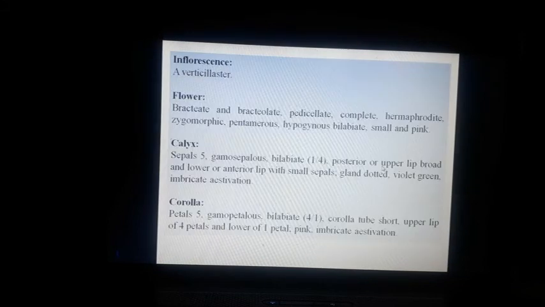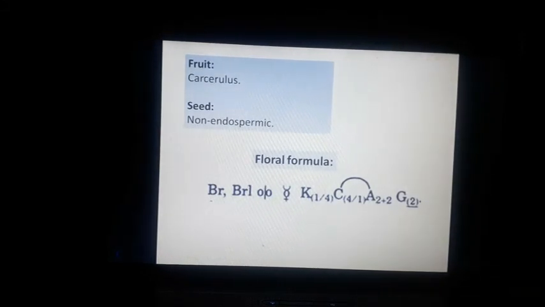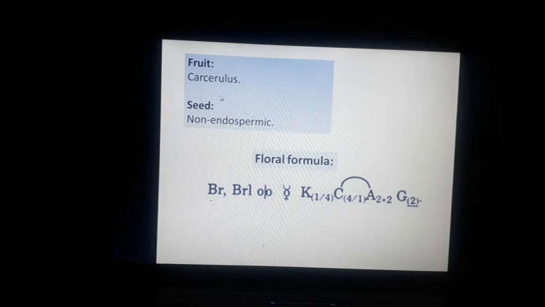Yes, it is a bicarpellary ovary, but it shows 4 carpels because of the false septum, right? And this is the epipetalous condition of the stamens. These originate from the petals, and petals and sepals all show imbricate aestivation. Fruit is schizocarpic, and seed is non-endospermic.